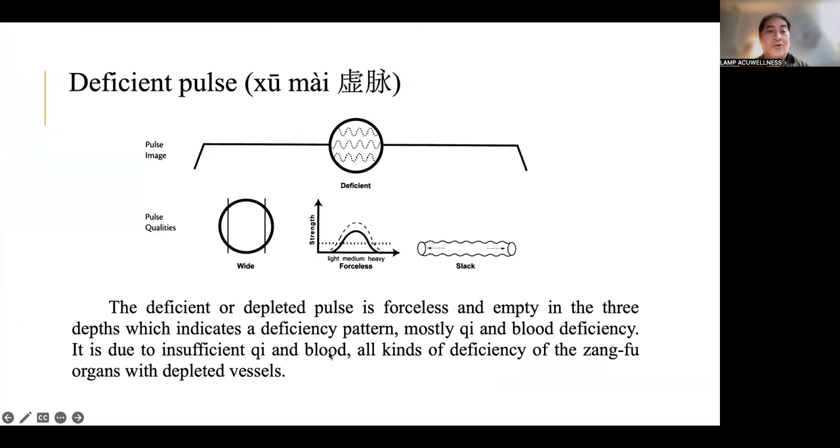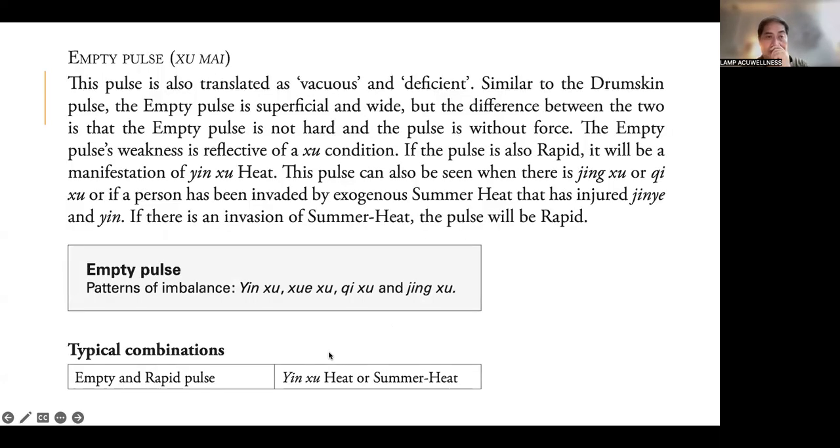The deficient or depleted pulse, which is another name for the deficient pulse, is forceless, empty in all three depths. So this indicates a deficiency pattern. It could be qi and blood deficiency. This is due to insufficient qi and blood, all kinds of deficiency of the Zangfu organs with depleted vessels. This is also known as vacuous, depleted, or deficient.